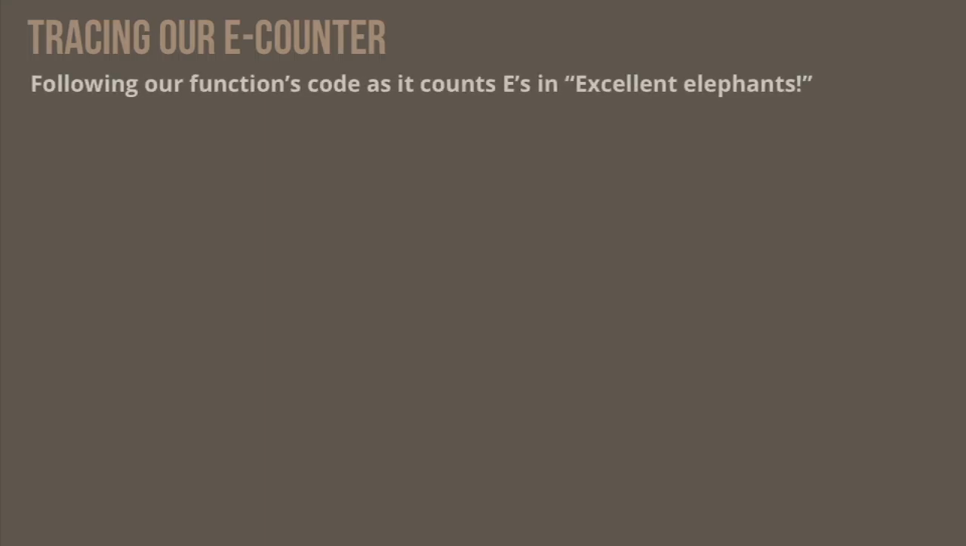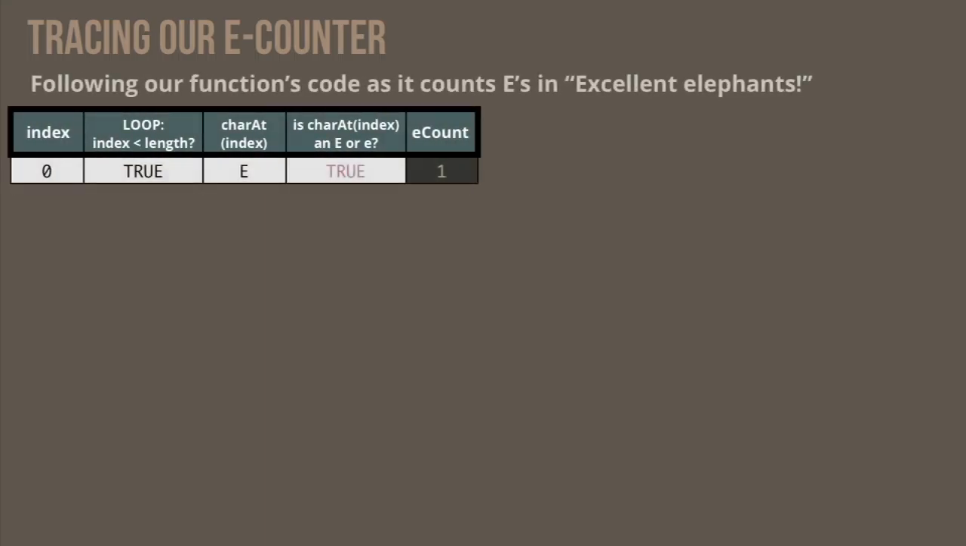Now let's take a little bit closer look at how that works internally. So if we want to trace our e counter, we know that we're going to start at index 0. The first thing that will happen is that we check whether the index is less than the length to make sure that we don't go over the edge of the string. For index 0, of course that's true, and the character at that index is a capital E. So when we ask the question, is the character at that index a capital E or a lowercase e, we get a truth value from our complex conditional, and so our e count is instantly turned to 1.